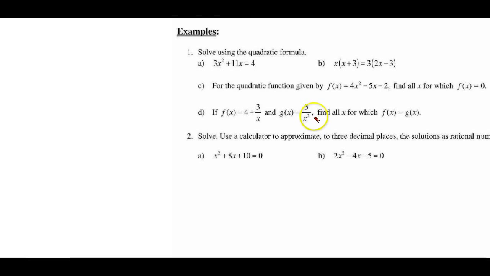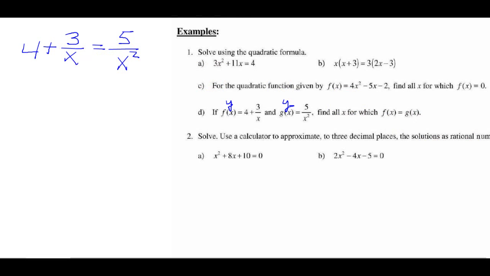So what do we have here? Well, we have 4 plus 3 over x equals 5 over x squared. So remember, we said we could substitute a y here and a y there, and y equals y. We're saying that these equal each other. So there's our, in a sense, function put into a regular equation form.